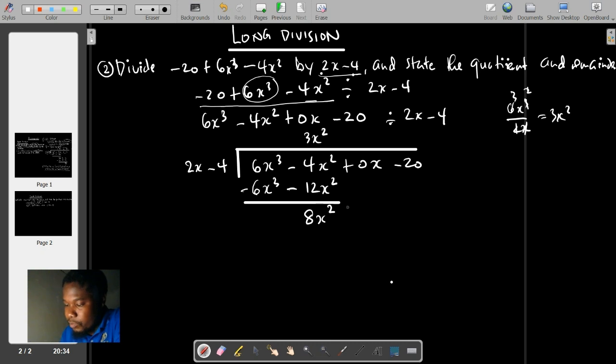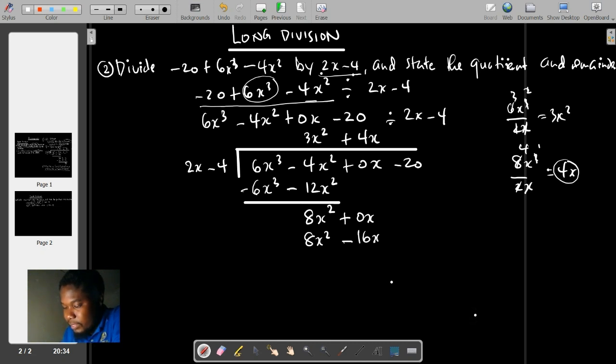And then we drop down the plus 0x. And so 2x into 8x squared. So it's 8x squared divided by 2x. 2 into 8, 4, and x into x squared, 1. That's 4x. So we'll write this answer on the term with x to the power 1. So we'll write plus 4x. 4x times 2x gives us 8x squared. 4x times negative 4 is minus 16x. Okay, we subtract the two.